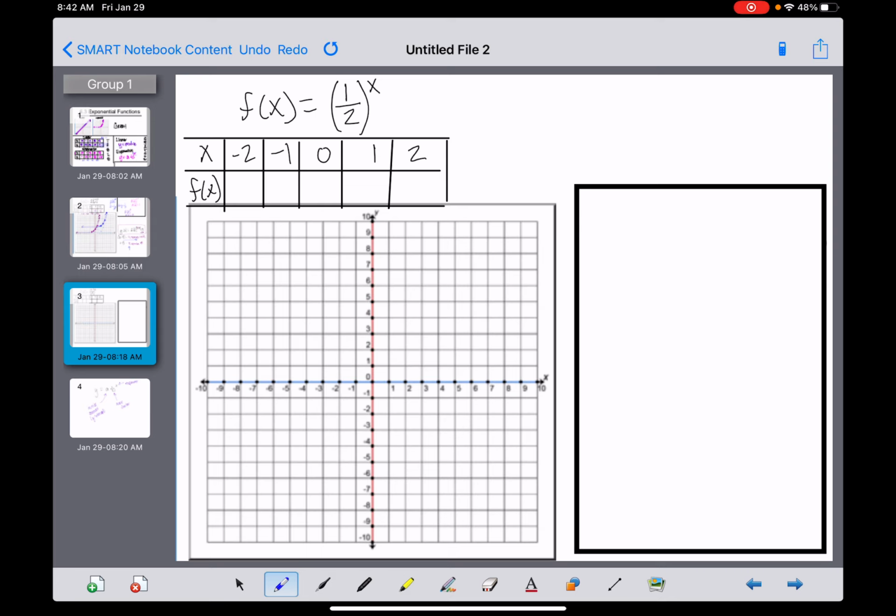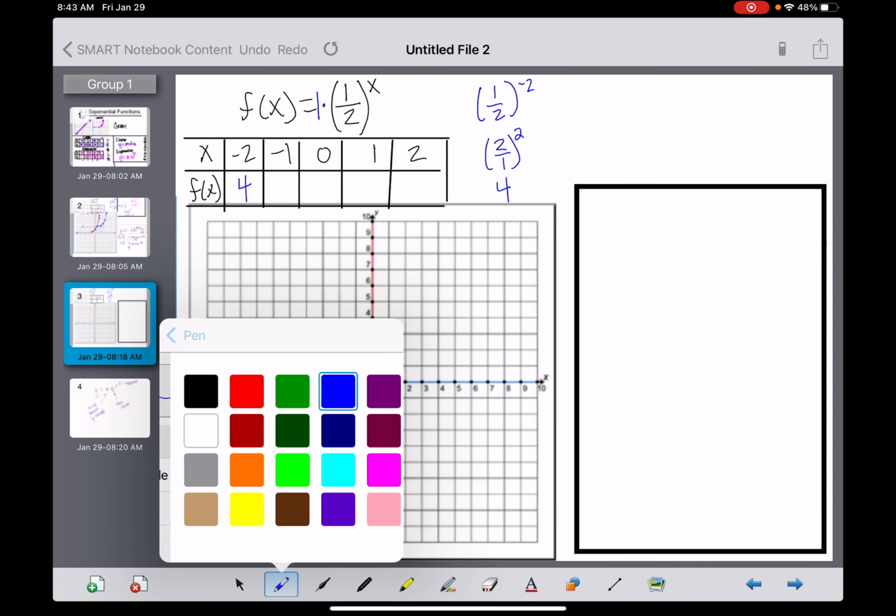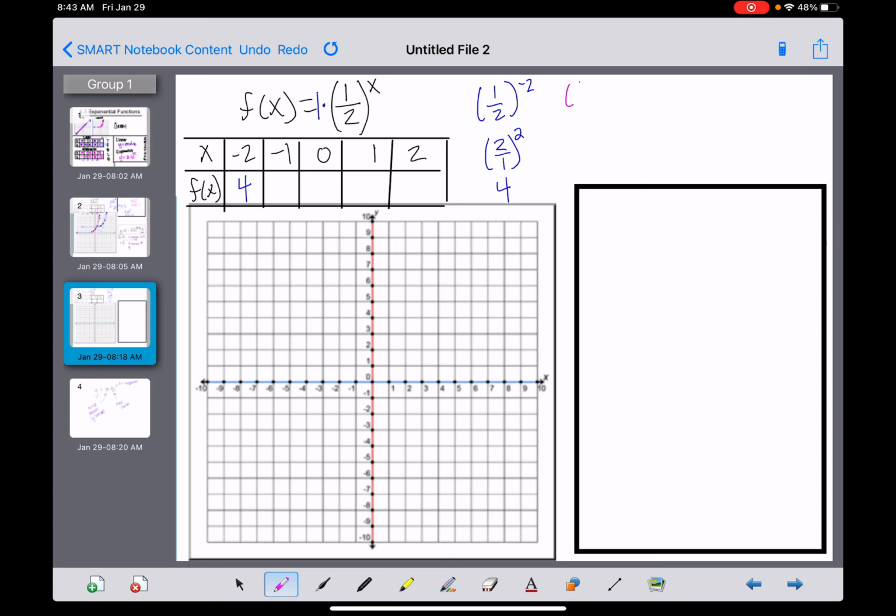This time I'm looking at a factor of 1/2. So this is really 1 times 1/2 to the x power. So if I take 1/2 to the negative second power, I have to take the reciprocal to make it a positive exponent. So that's really saying 2 to the second power, which is 4. Evaluating 1/2 to the negative first power, once again, I take the reciprocal to make it a positive exponent. 2 to the first power is 2.